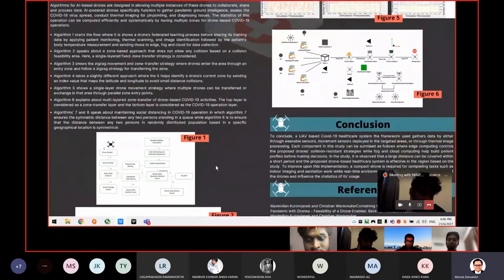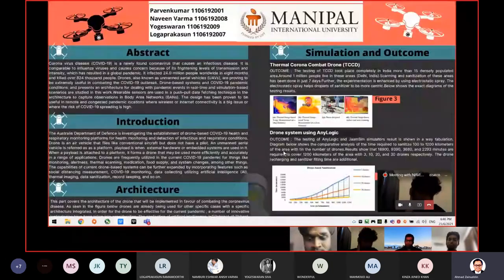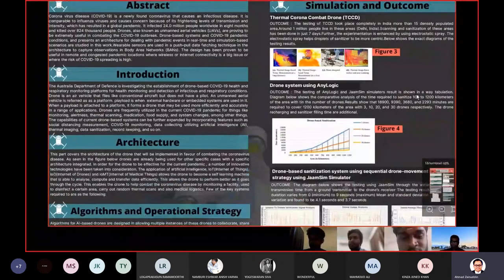Then moving on to the next part, which will be taken over by Yogesh, and he'll be doing the simulation and the outcome section of our presentation. Okay, thank you to Mr. Parvan.